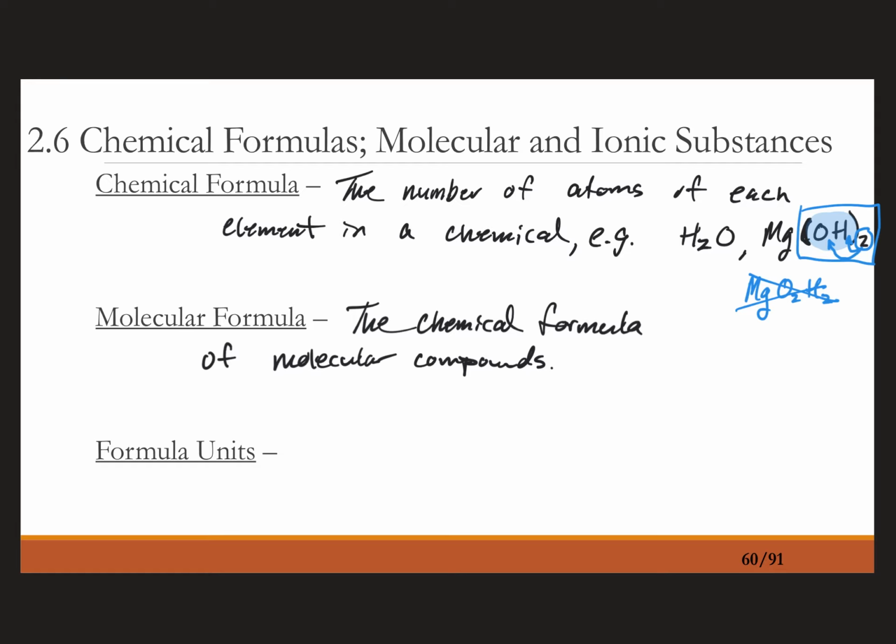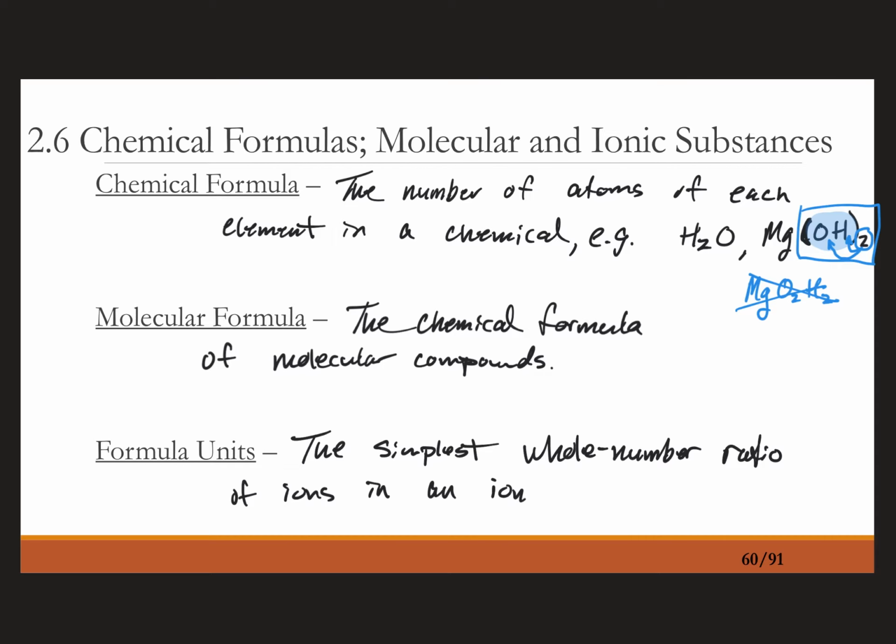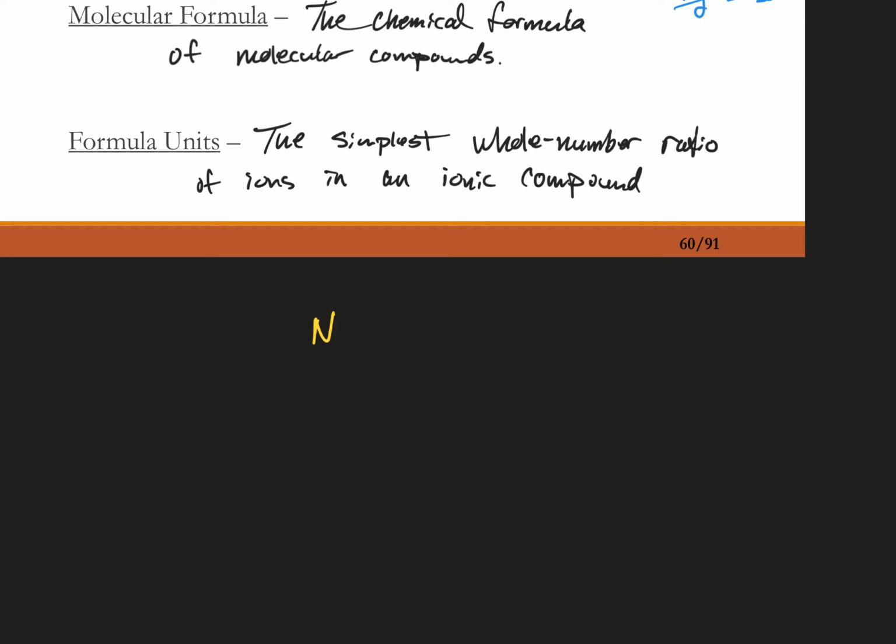Formula units are used for ionic compounds, and the way to state this is that they are the simplest whole number ratio of ions in an ionic compound. So again, sodium chloride really has 6 sodiums for every 6 chlorines.